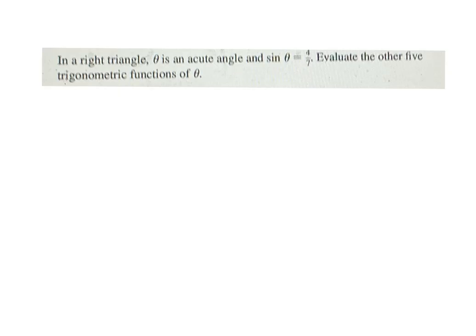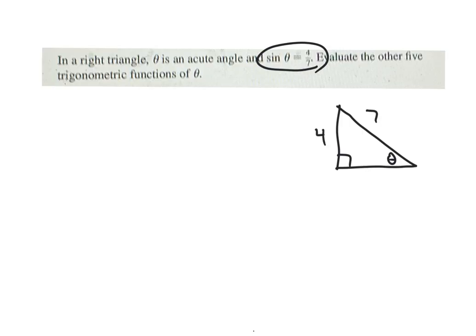All right, the last thing, it says in a right triangle, theta is an acute angle, and sine theta is 4 sevenths. So evaluate the other 5. So this time, in this case, the second kind of problem we're doing tomorrow, you have to draw your own right triangle. And look what it says here, sine theta. So it's up to you where you put your theta. I'm going to put mine down there. Don't forget what sine is. Sine is opposite over hypotenuse. There's the opposite side of theta. There's the hypotenuse.